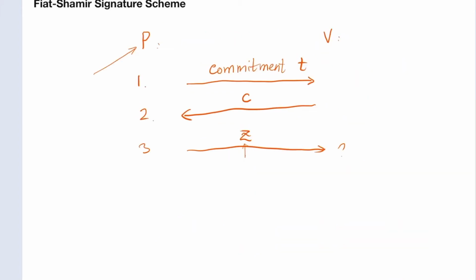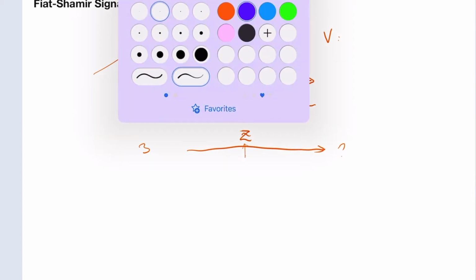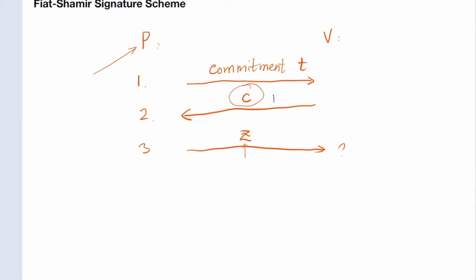All right, so we're going to introduce the Fiat-Shamir signature scheme from a sigma identification protocol. In the identification protocol, the prover sends a commitment first, and then the key here is that the verifier sends back a challenge. And this is a random challenge, right?